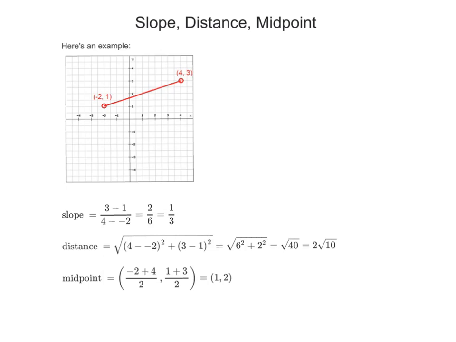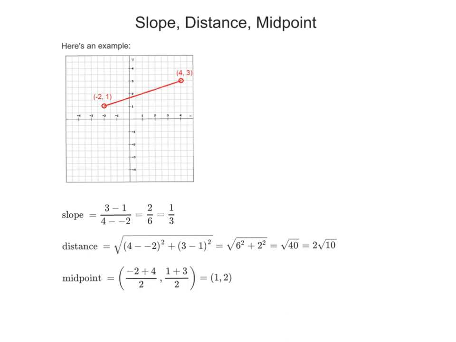Let's take a few minutes now to calculate the slope, the distance, and the midpoint between any 2 points on a graph. And I have a graph here. It shows 2 points, (4, 3) and (-2, 1), and we'll calculate those 3 measurements.